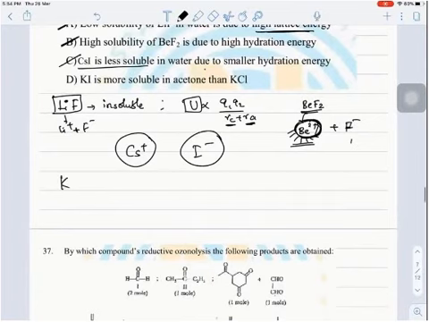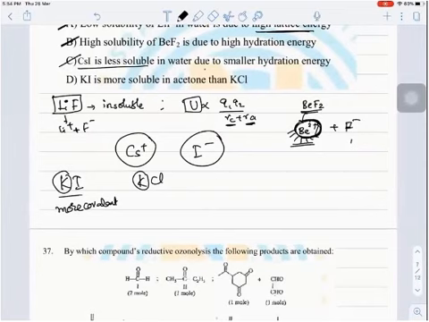So, if you take KI and KCl, KI is more covalent because here the cation is the same, potassium. Then covalent character depends on the polarization of the anion. As I minus is larger in size, it is more covalent. As it is more covalent, it is more soluble in organic solvents like acetone. Hence, this is also correct. So, for this question, A, B, C, D is the correct answer.